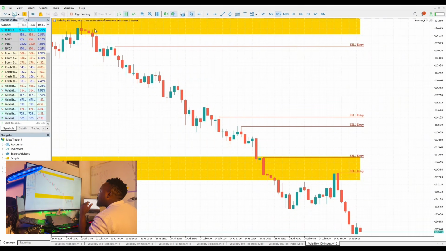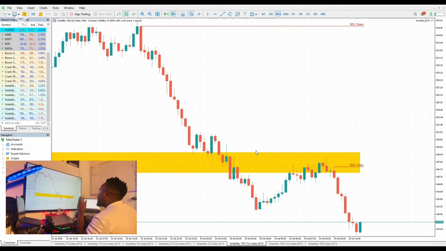So here we're coming from the top, this is V100, and it gave us a sell entry. People sold all the way down here, it gave another one. People sold, it gave another one. People sold, got down, retraced, came back into this yellow zone. This yellow zone was created way back and gave a sell entry, and you would have sold. And that's exactly what was happening.